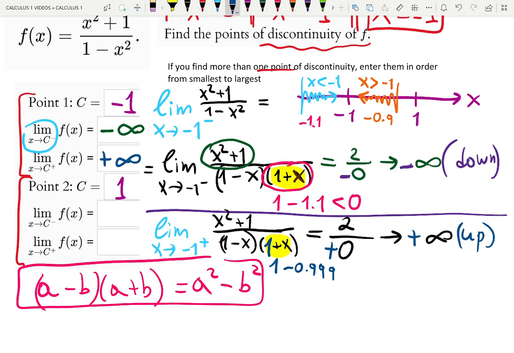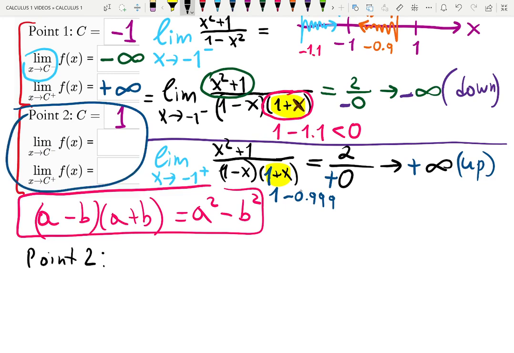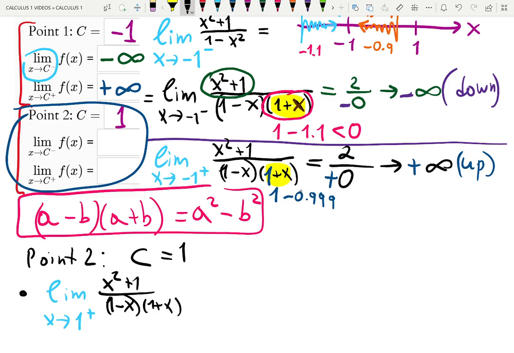Oh, very good. We just finished one point. Let me show you how to work with the second point. Point 2 is c equals 1. The left limit, or limit from the left, will be, let me put it in blue again, the limit as x approaches 1 from the right of f of x, and f of x is still the same. I will write it down as 1 minus x and 1 plus x, like so.